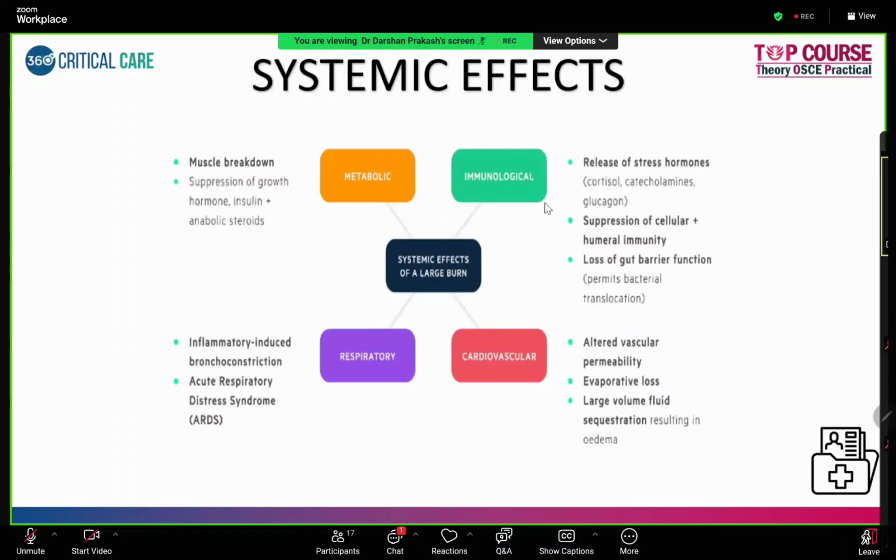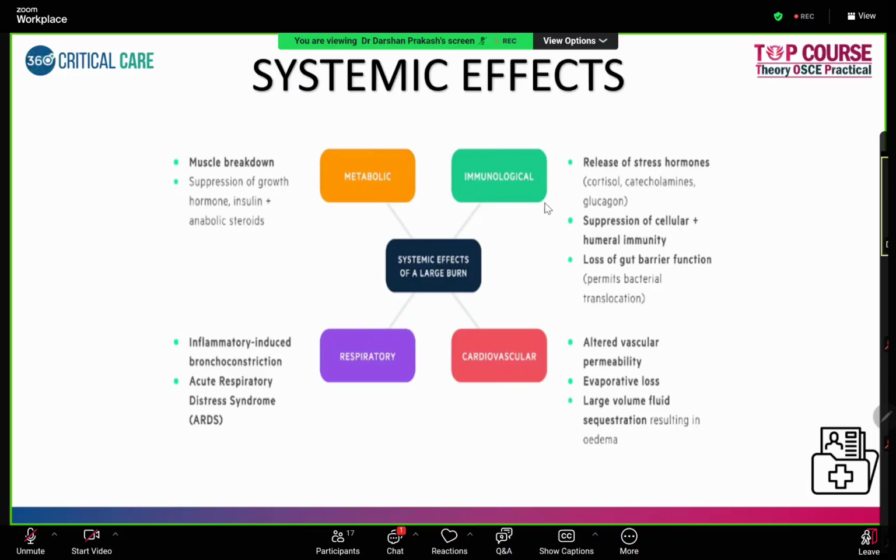Coming to the systemic effects, I've already mentioned to you earlier what happens. A dysregulated immune response causes SIRS. SIRS causes multi-organ dysfunction, and multi-organ dysfunction, if not checked, can lead to death. So, what are the systemic effects of a large burn? It can cause metabolic derangements, immunological derangement, cardiovascular derangements, as well as respiratory derangement. Usually, the metabolic derangement is an altered insulin response. It goes into an insulin resistant phase. So, it goes on to conversion to a catabolic state, leading to increased muscle breakdown.